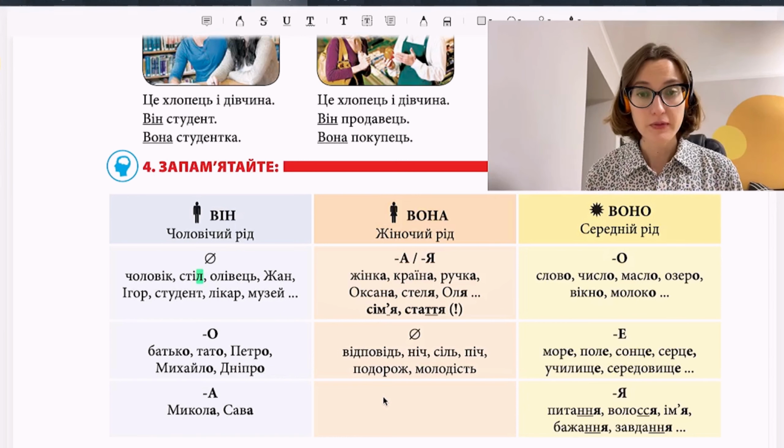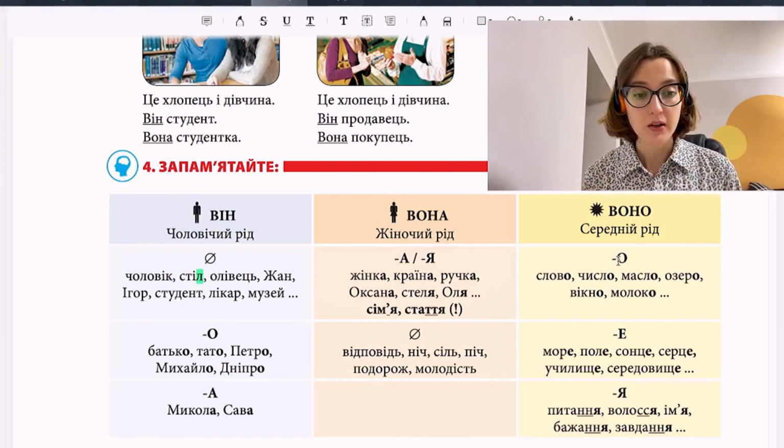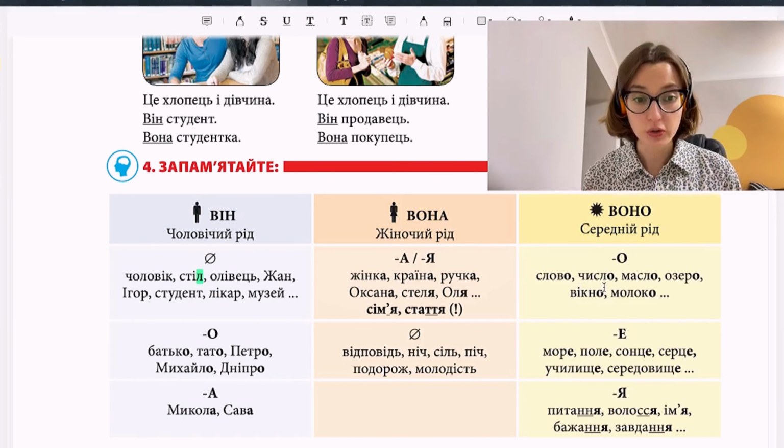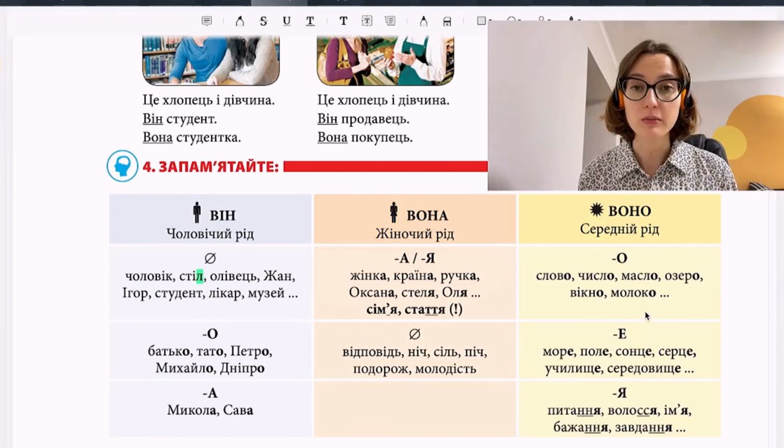These all are feminine. And the last gender is середній рід, neuter. І тут ви бачите, у нас є о, е, я. We have three letters. So the first is о. For example, слово, a word. Слово, it has о at the end, so it's neuter. Слово, число, a number, масло, butter, озеро, a lake, вікно, window, молоко, milk. They all are neuter.